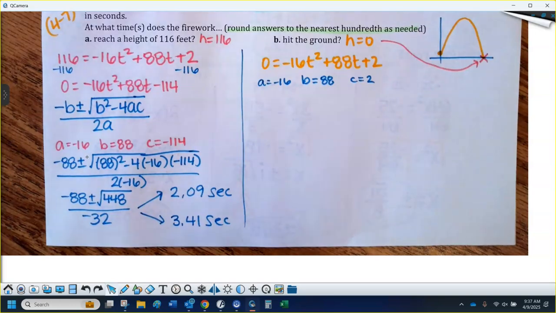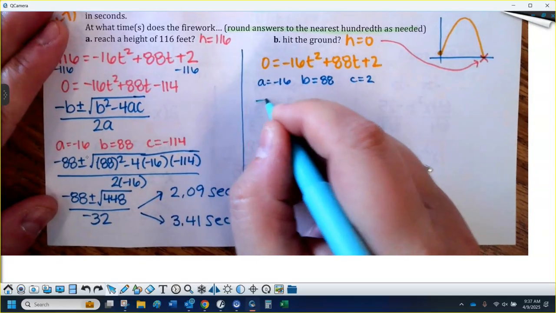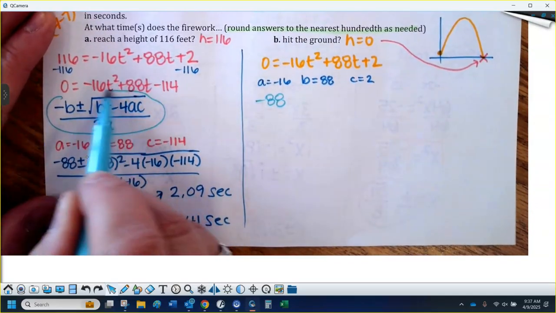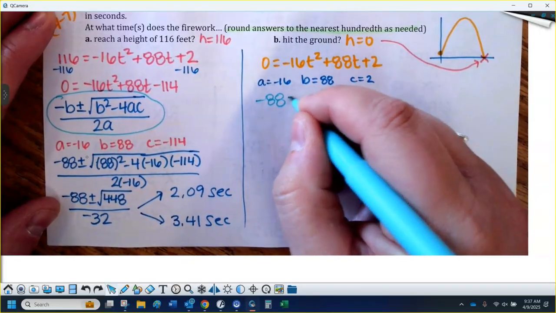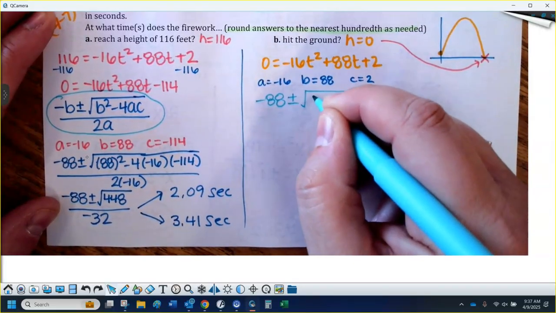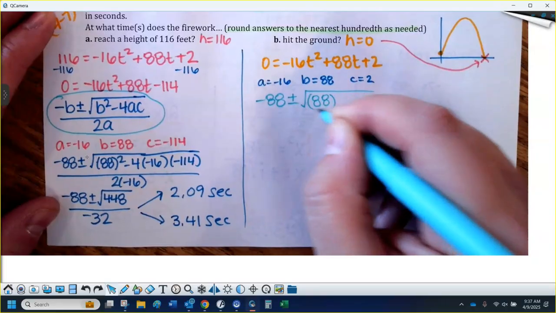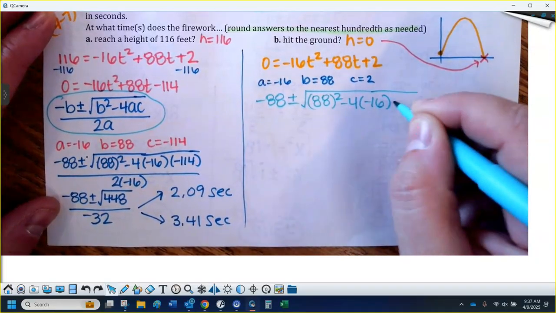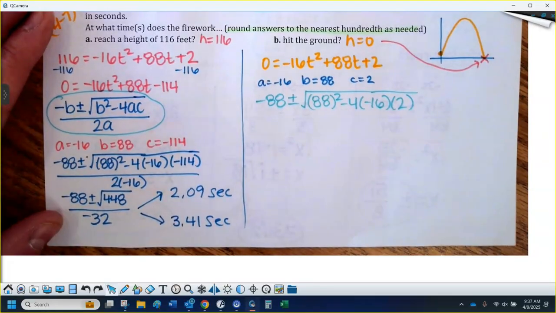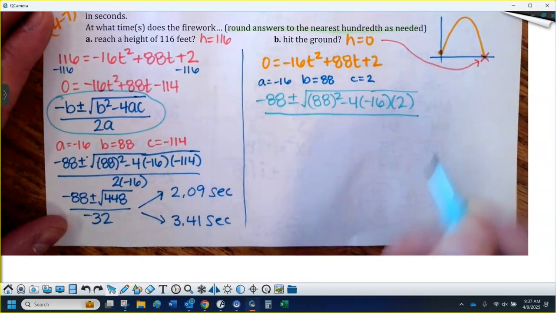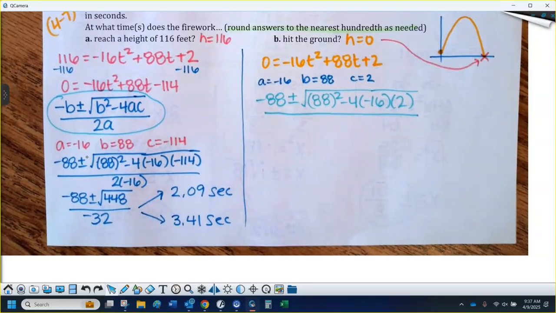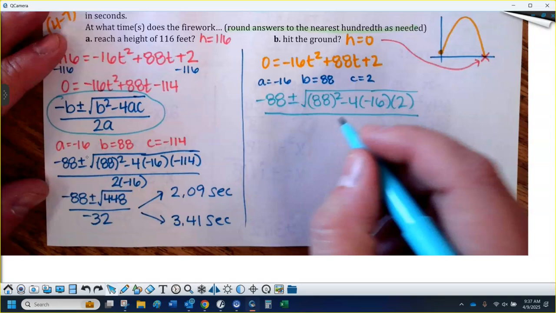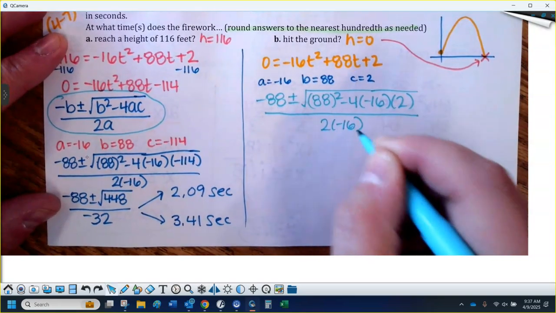Okie dokie. Now, opposite of B is negative 88. I'm just using the same quadratic formula right here. Opposite of B, plus or minus square root. B squared would be 88 squared. 4 times my A value, which is negative 16 again, but my C value is different. So this quadratic formula will almost look identical. The only thing that will be different is where I put the 2. That's literally the only thing. The bottom is the same. It's 2 times negative 16.